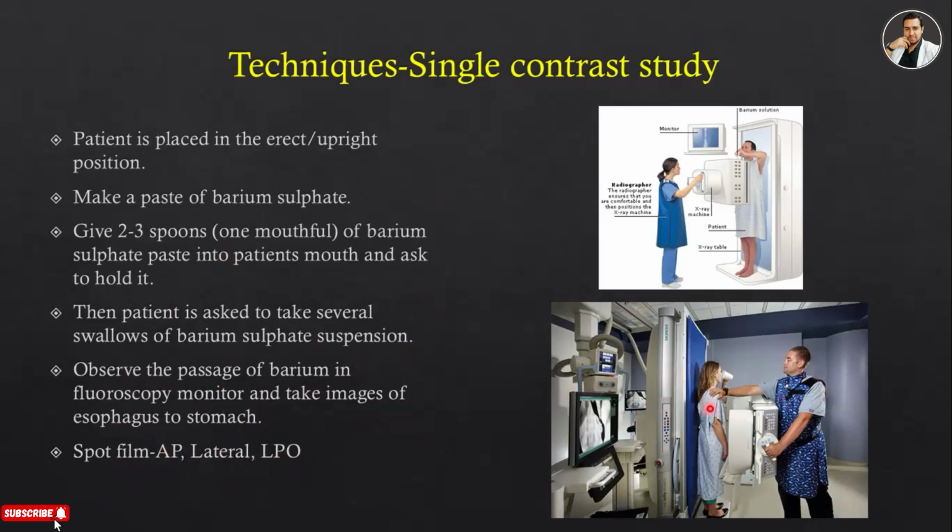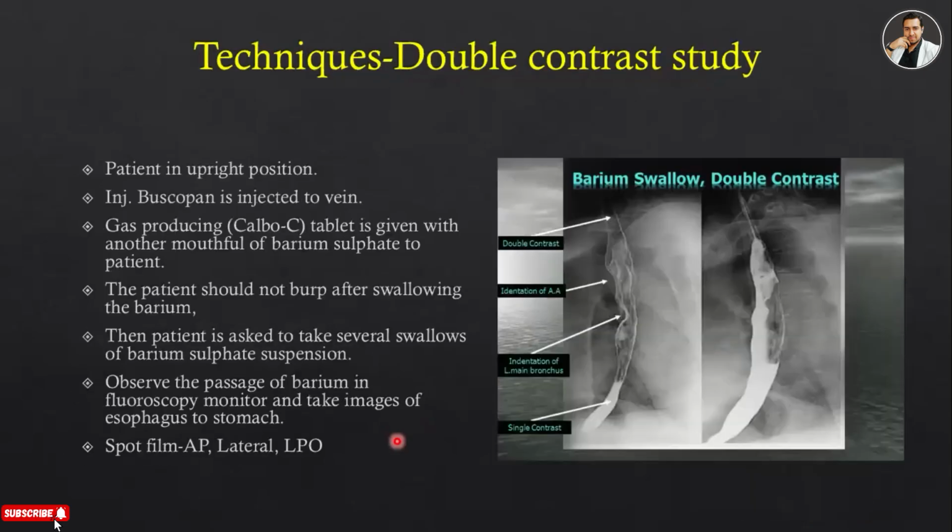So this is the position you can see here. This is the left posterior oblique position, and the patient is swallowing, and the radiographer is adjusting the tube and also watching the fluoroscopy monitor. And if the double contrast technique is advised, then what you will do, you can see in the image that there is gas in the esophagus and also barium sulfate.